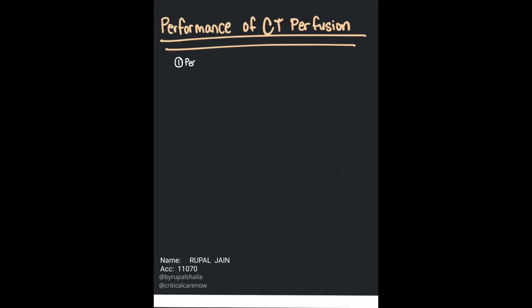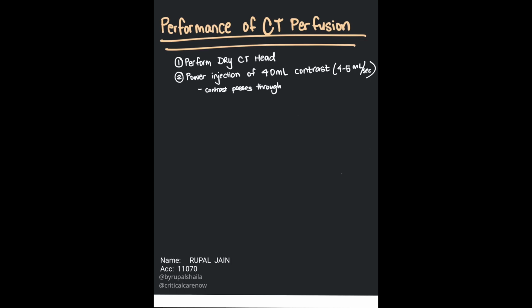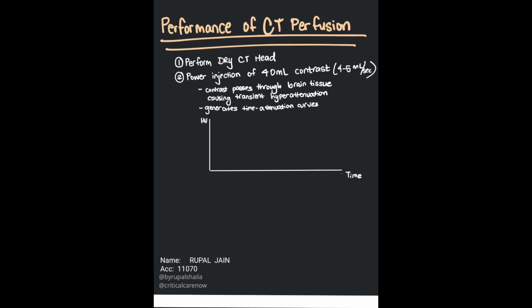So first, the patient undergoes a non-con CT head. Then the technician will power inject 40 milliliters of contrast. Remember, power injection is a rapid push at 4 to 5 milliliters per second in a 20 gauge or larger IV, ideally in the antecubital fossa. The contrast will pass through the brain tissue, causing transient hyperattenuation. This generates a time attenuation curve, as shown below, for each voxel of brain parenchyma studied.